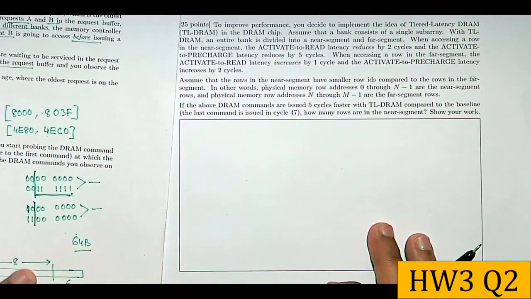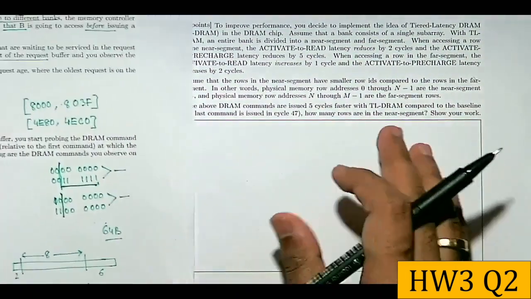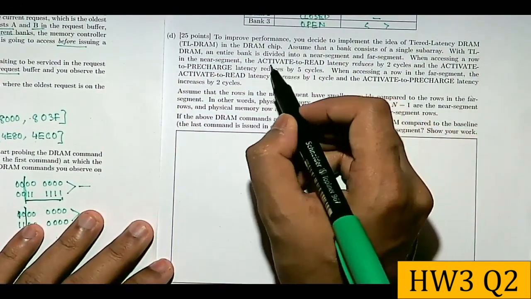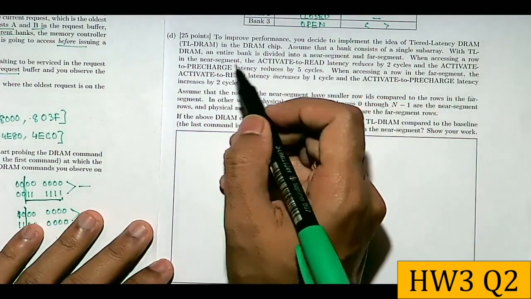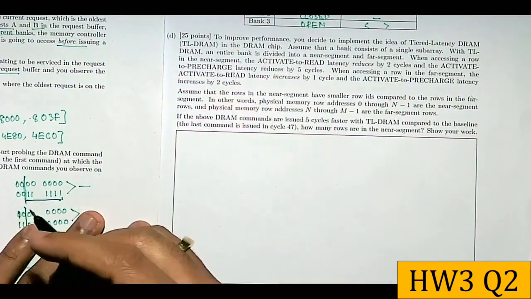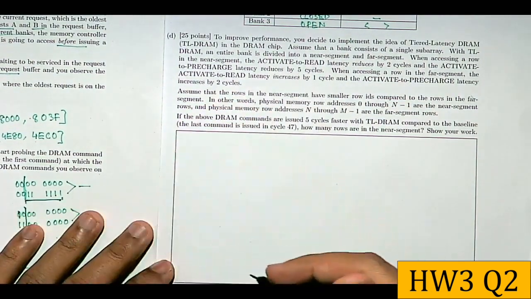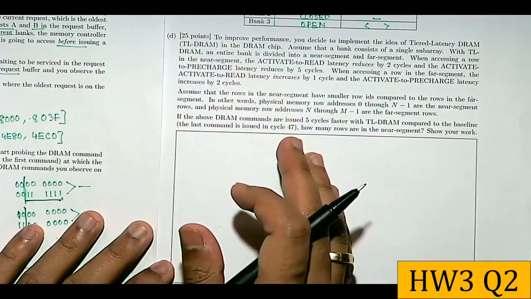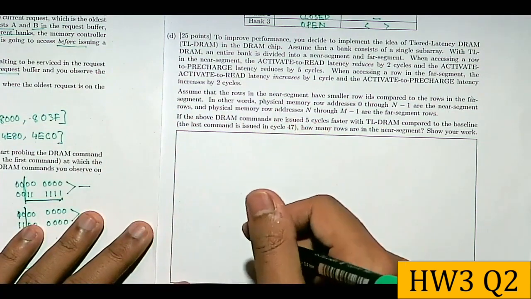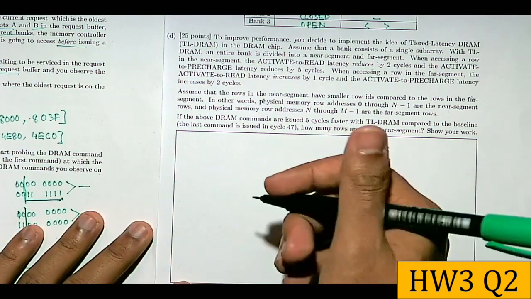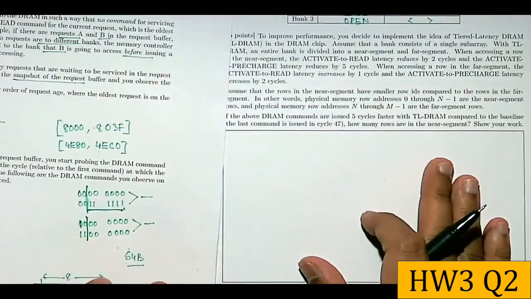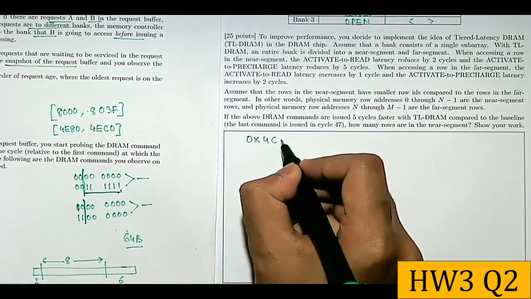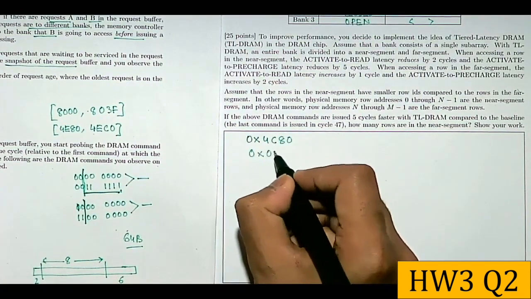Okay, so let's start with how to approach this problem in the beginning. So you have the activate to read latency and the activate to pre-charge latency. So it has something to do with the activate commands and how far the read and the pre-charge commands are from the activate. So let's target the activate first, and let's see which rows it's actually using, which bank it's actually using. Okay, so I'm going to write this again for this thing. Okay.